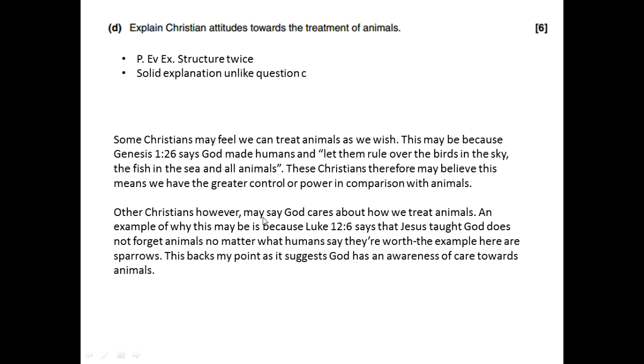So other Christians, however, may say God cares about how we treat animals. This is coming into my second point, evidence, explain, because you do that structure twice. So that's my point. An example of why this may be is because Luke 12:6 says that Jesus taught God does not forget animals no matter what humans say they're worth. The example here are sparrows. There's my evidence, and to explain this evidence to back my point, I'm going to say this backs my point as it suggests God has an awareness of care towards animals. So again, a pretty simple structure.